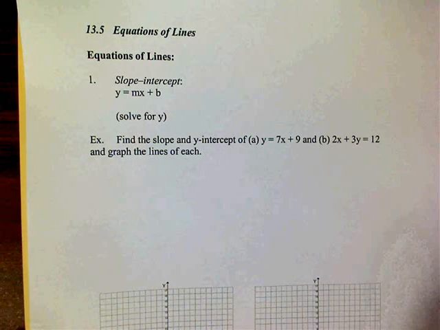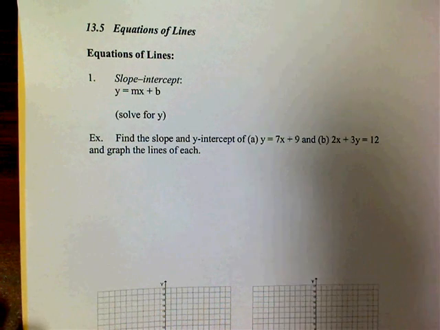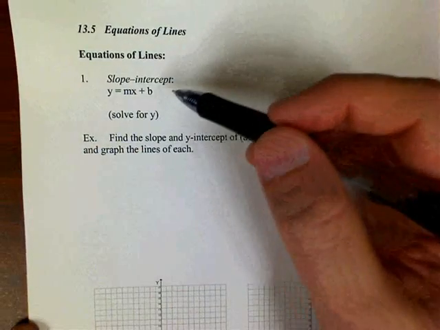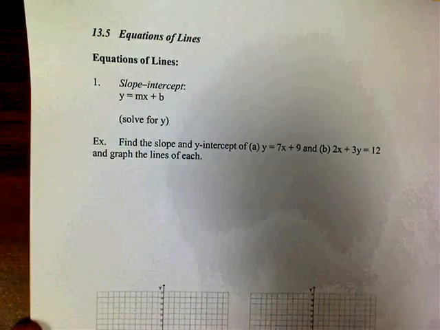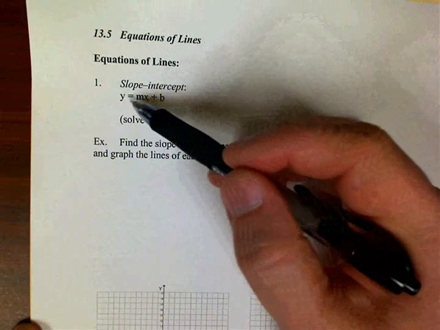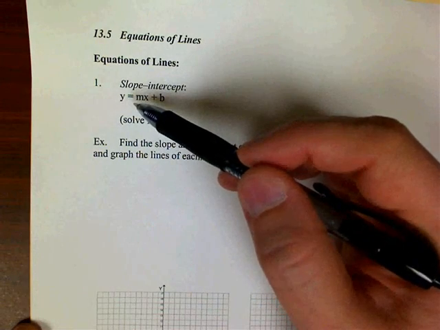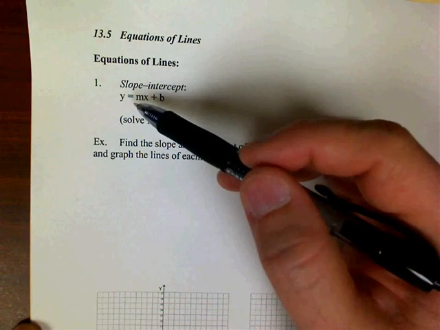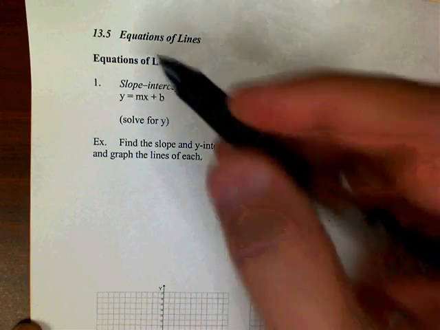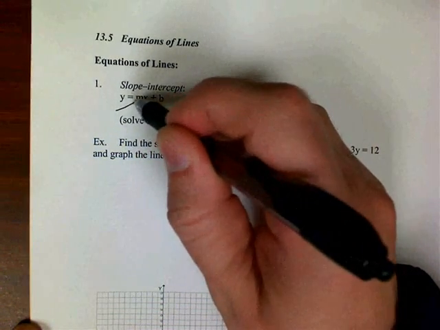Let's talk about how to graph using slope-intercept form, which is y equals mx plus b. Y equals mx plus b, all that means is that y is isolated on one side. In other words, if you don't have y by itself, you solve for y. Once you solve for y, we have enough information to graph.